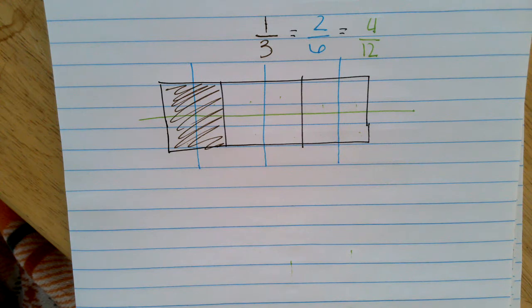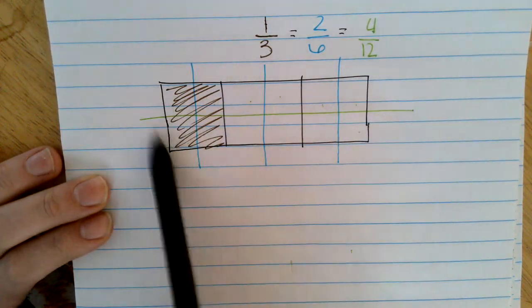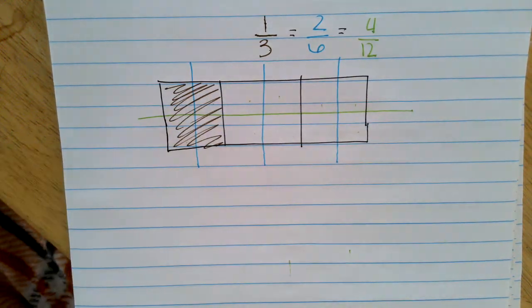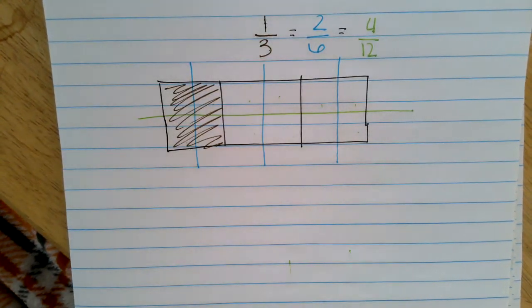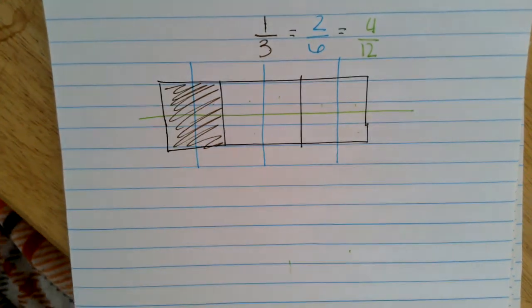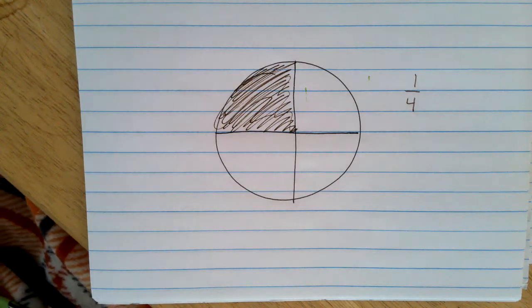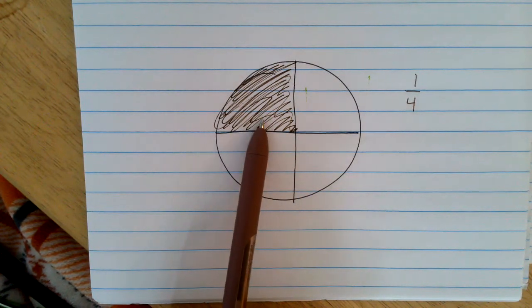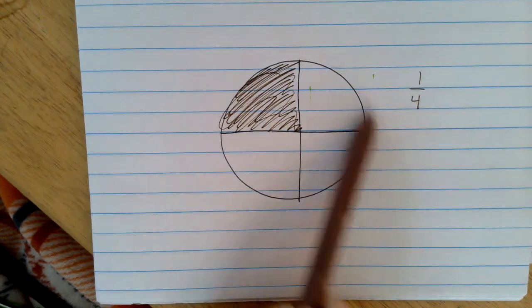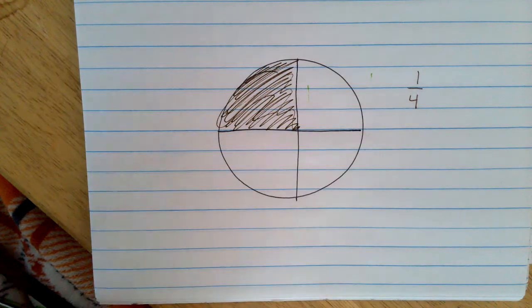So equivalent fractions are fractions that are the same amount, not very similar. They are exactly the same amount, but just broken up into different parts. So let's look at another example. In this example, I have shaded in 1/4 of this circle. I've shaded in one part of 4 equal parts in the circle.